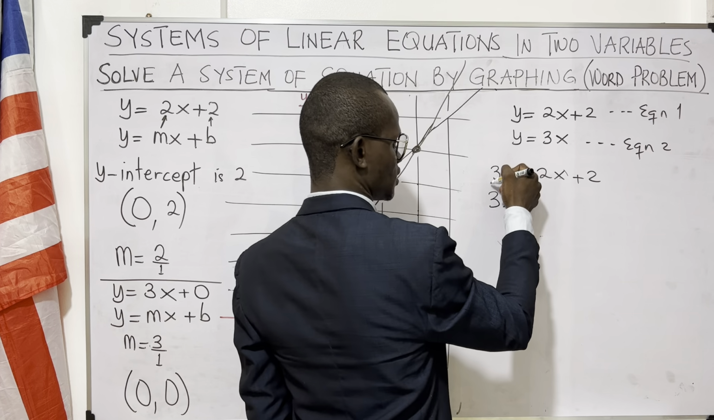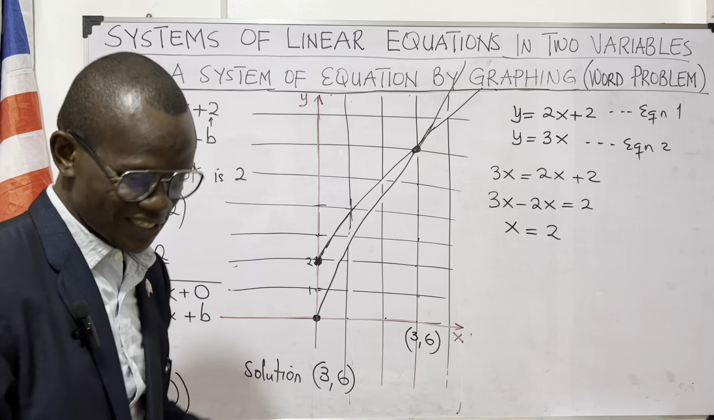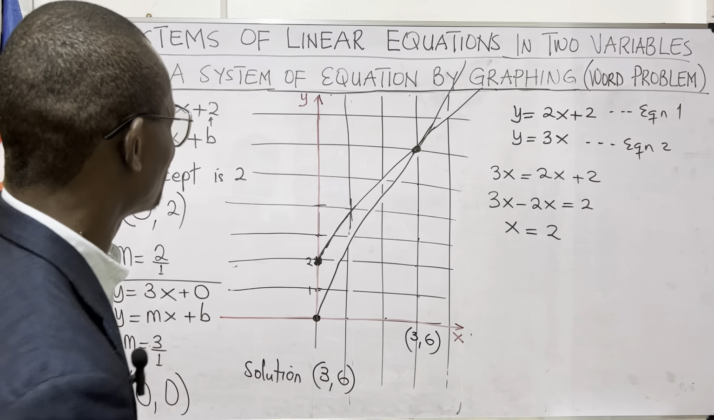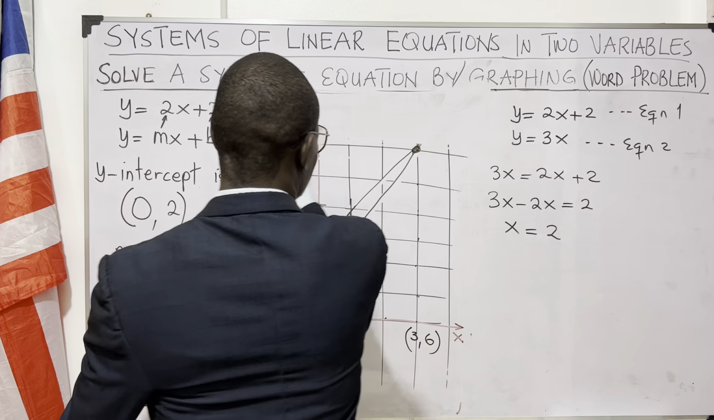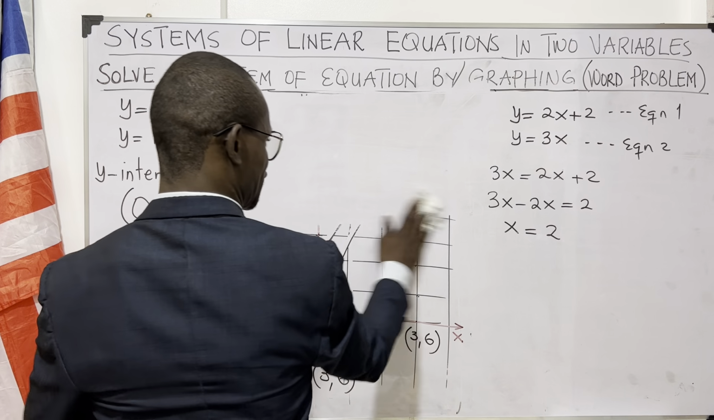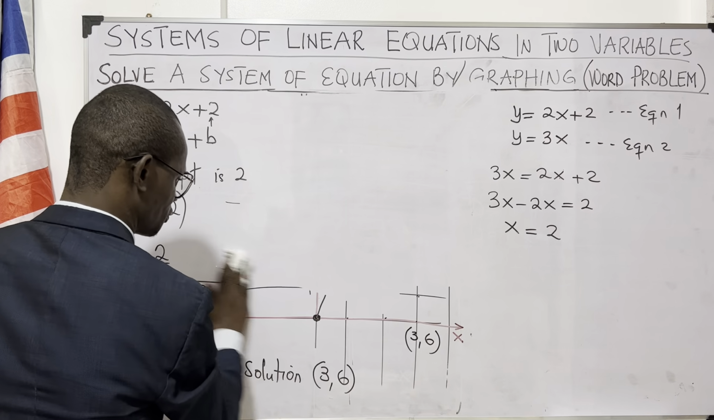So what will we have? 3x minus 2x is just x, equals 2. So this should actually be 2. Yes, this should actually be 2. That's why I said we have to redraw, re-sketch this graph. This should actually be 2.